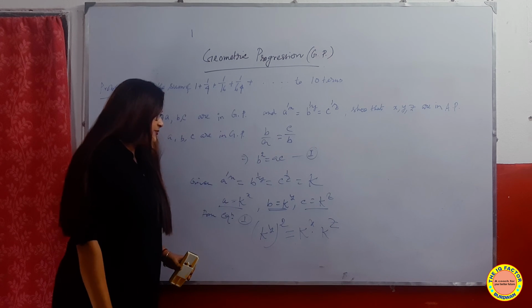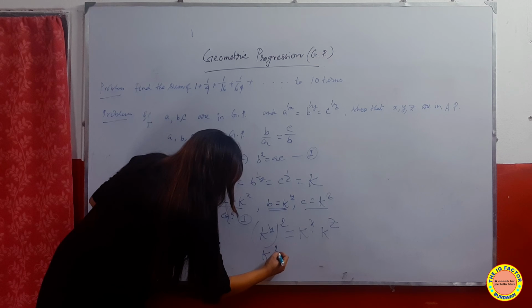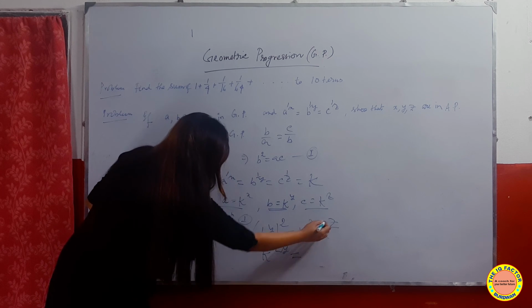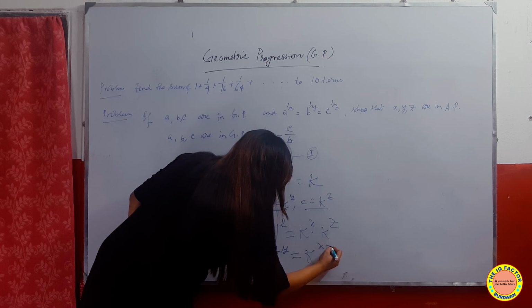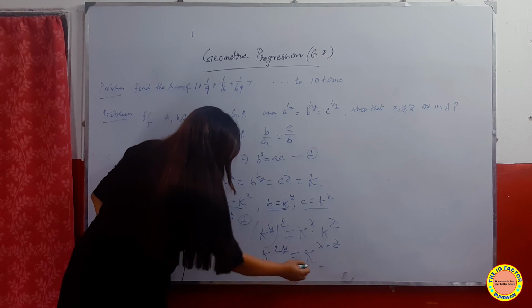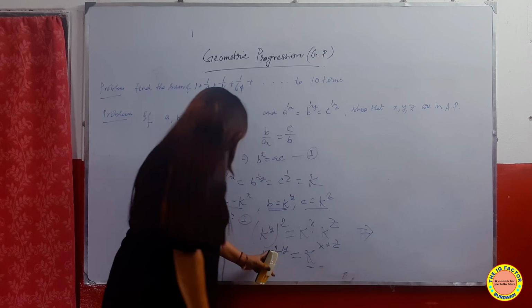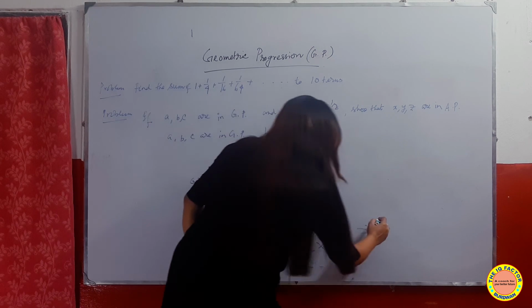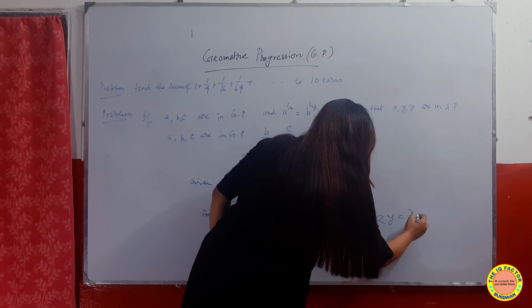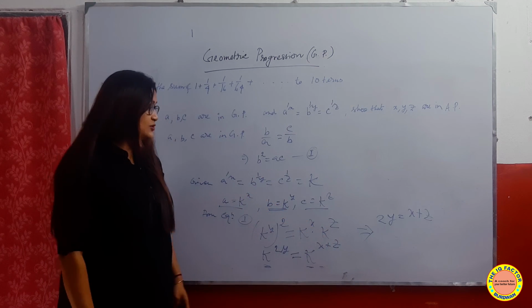So from the laws of indices, we know k to the power 2y is equal to k to the power x plus z. So the bases are the same, so we can say the power 2y is equal to x plus z. Up to that, I think it is very much clear to you.